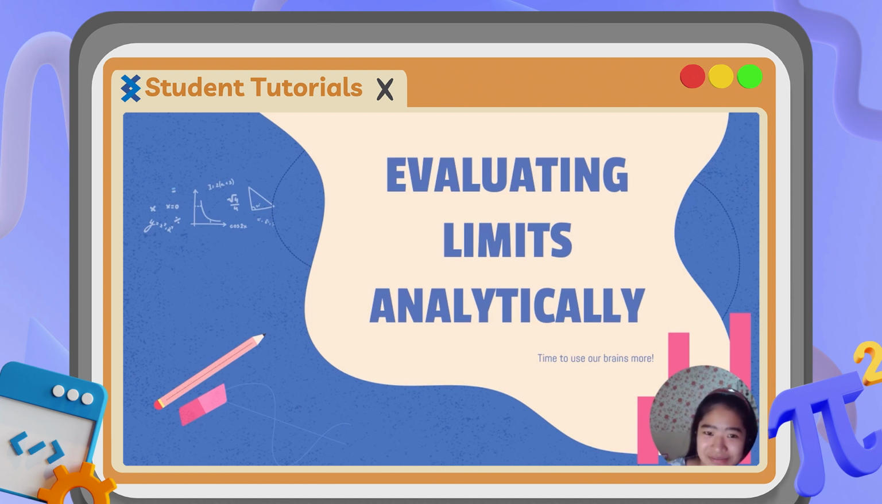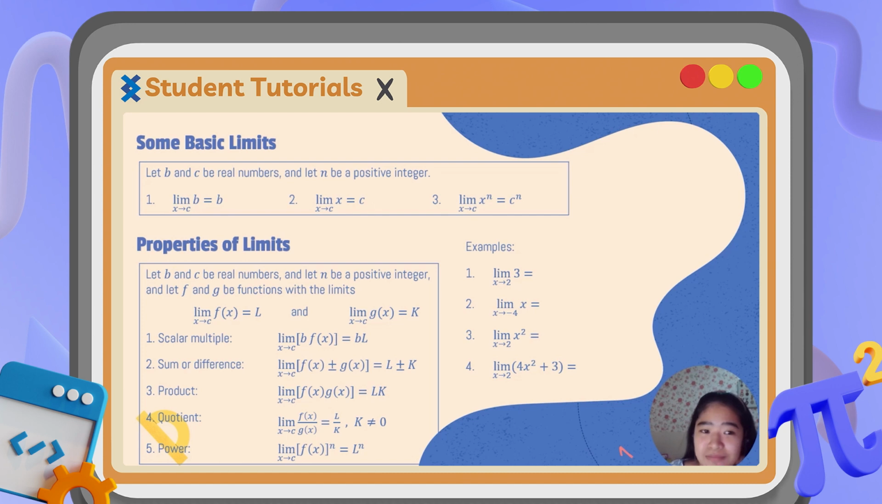So it's time to use our brains more. For this part, we'll just give the definition of some basic limits. So this says that the limit of a constant b, or a real number b, as x approaches c would just be that real number b because it's constant. And then the limit of the function x, just x, as x approaches c would be c because this would be a linear function.